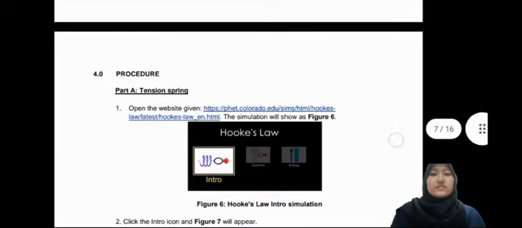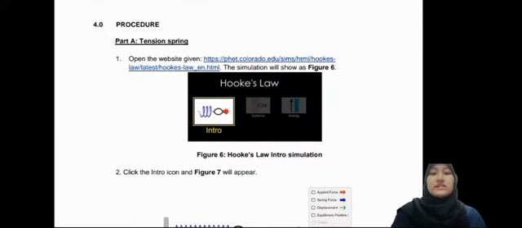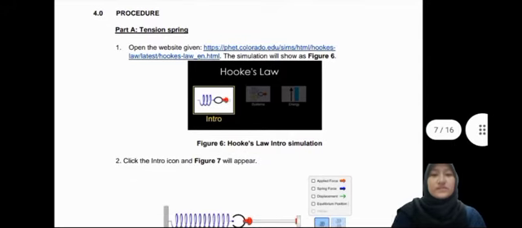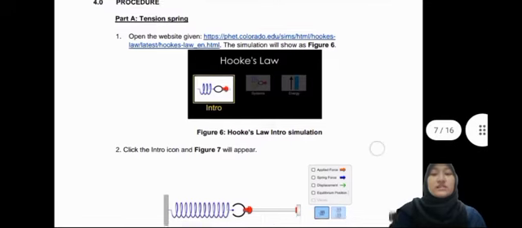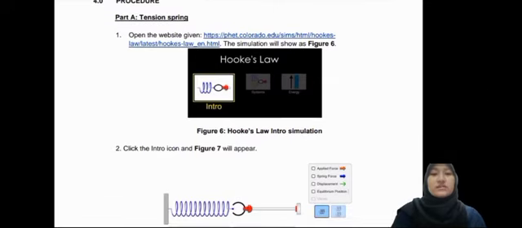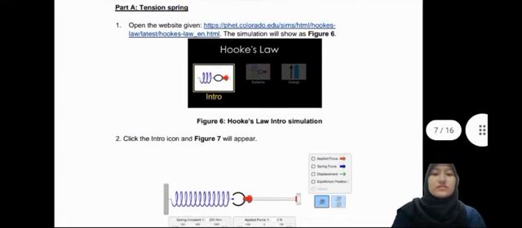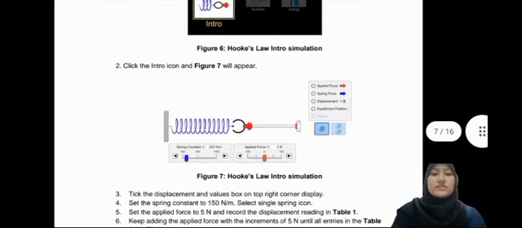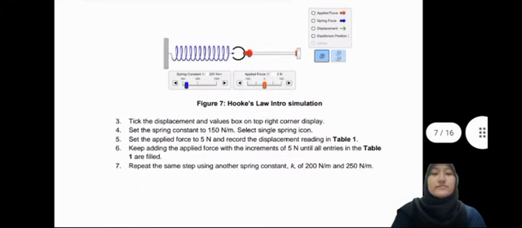Okay, the procedure. Part A is the tension spring. We do the lab just using the simulation, and in this lab sheet has our link. Just click the link. For part A, tension spring, just take the intro part, and this is the procedure for part A.